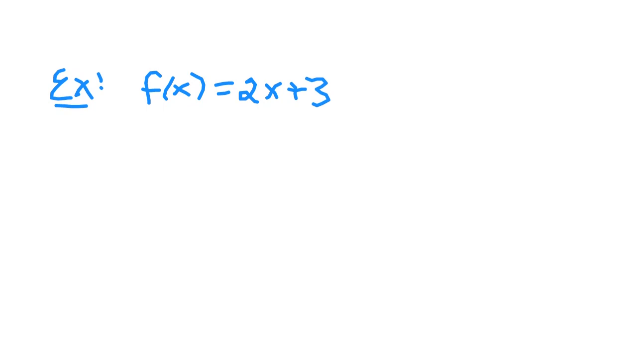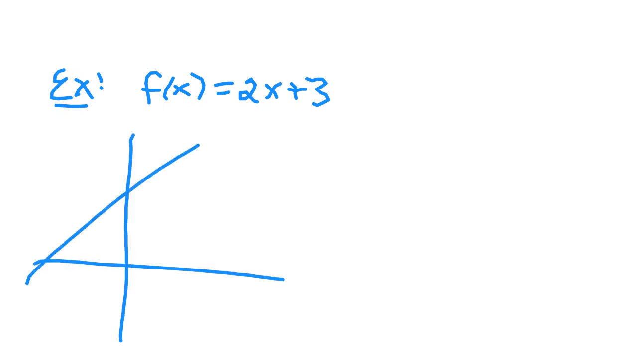Okay, let's look at an example, and we're going to let f of x equal 2x plus 3. So we've got a line here, pretty simple deal. It crosses the y-intercept at 3, and let's let a equal 1. Remember, a is your x value, so we've got a equals 1 here.